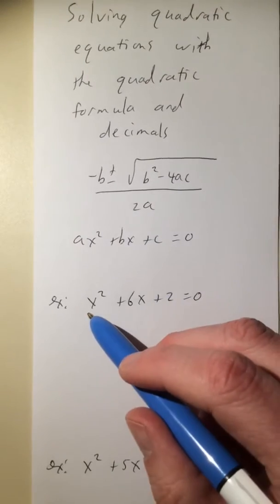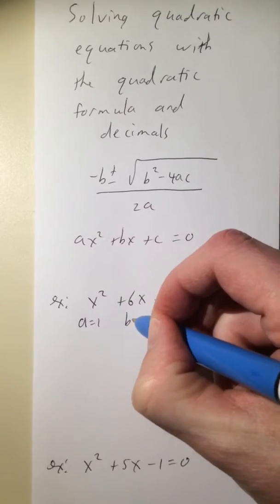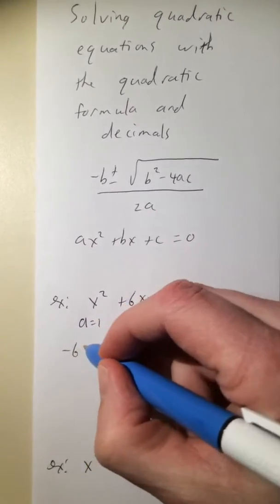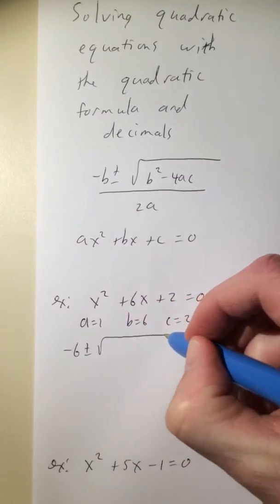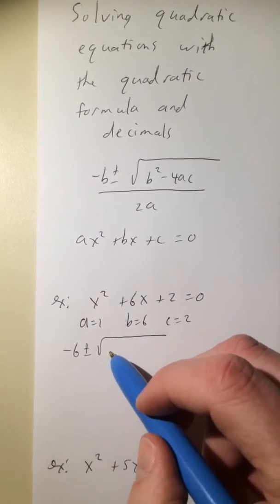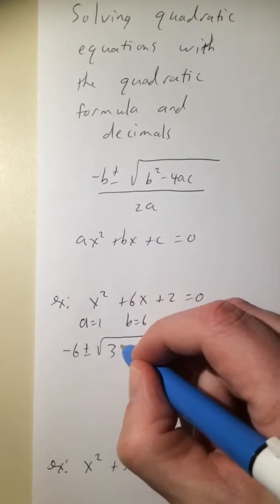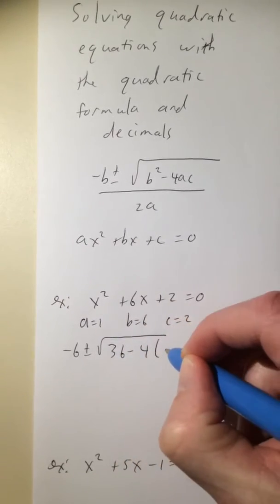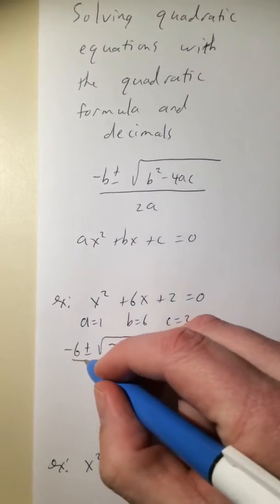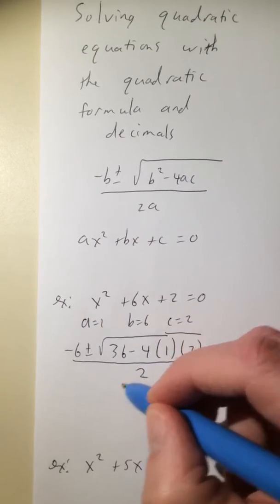So we're going to plug in our numbers here. As a refresher, a is 1, b is 6, and c is 2. So we're going to have negative 6 plus or minus, because that's negative b, and b is 6, so negative 6 plus or minus the square root of b squared, which is 6 squared, 36, minus 4 times a times c, which is 2. All of that is over 2 times a, which is 2 times 1, which is just 2.